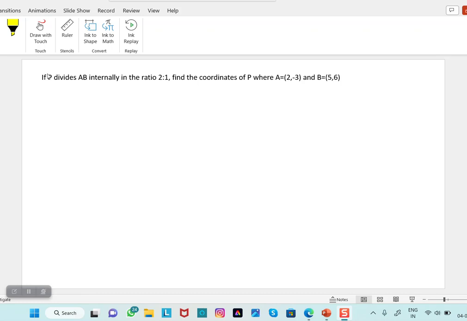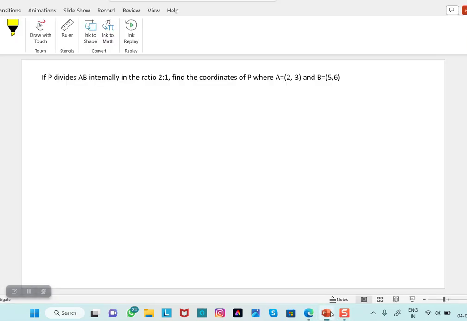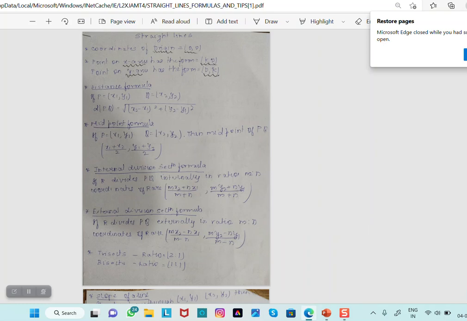The next problem is: if P divides AB internally in the ratio 2:1, find the coordinates of P where A is given and B is given. This problem is of section formula and it is of internal division because you can clearly see the word P divides internally. The internal section formula is: if R divides PQ internally in the ratio m is to n, the formula is (mx2 plus nx1) upon (m plus n), (my2 plus ny1) upon (m plus n).